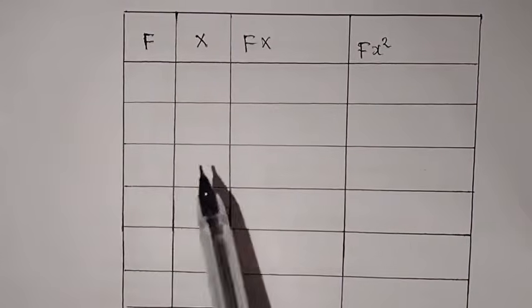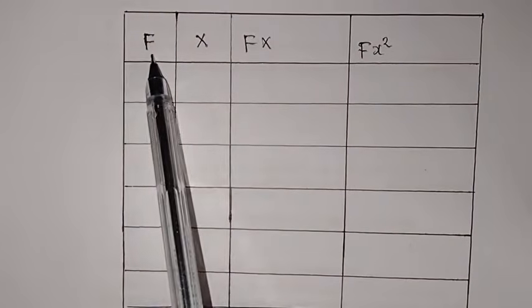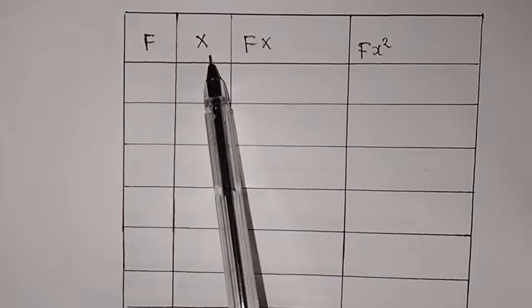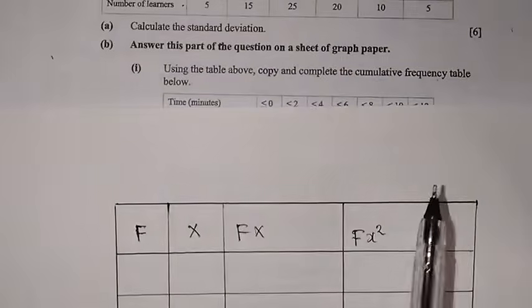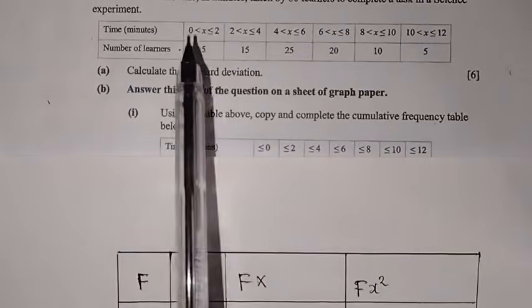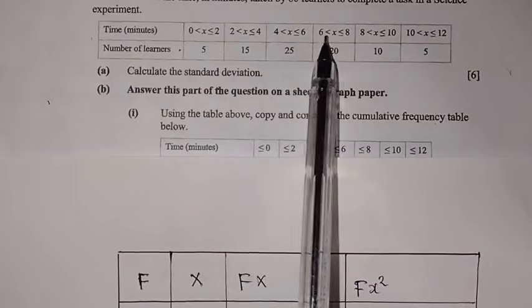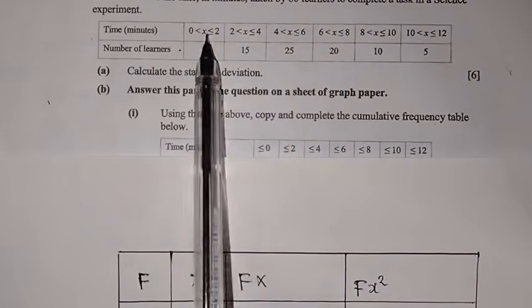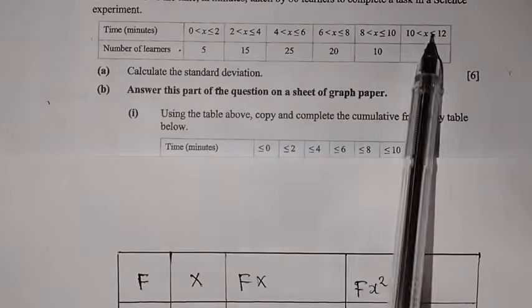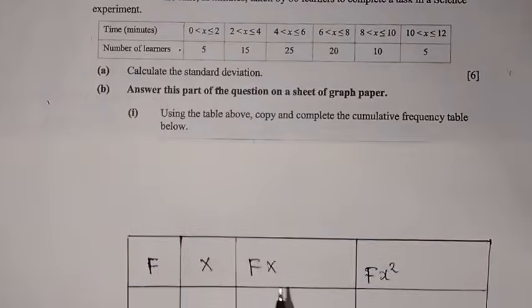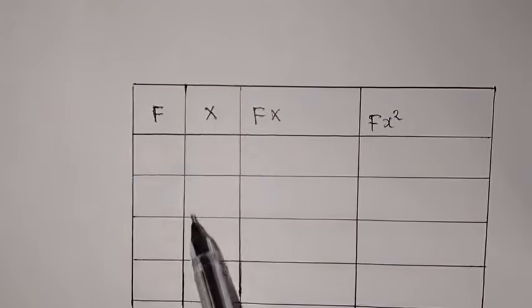Alright, so this is the table that you are going to have. Here you are going to have f, here you are going to have x. This x is the midpoint for those ranges that you are given. These intervals: 0 to 2, 2 to 4, 4 to 6, 6 to 8. You need to be finding the midpoint for each of these ranges. Then those values you will be putting here.